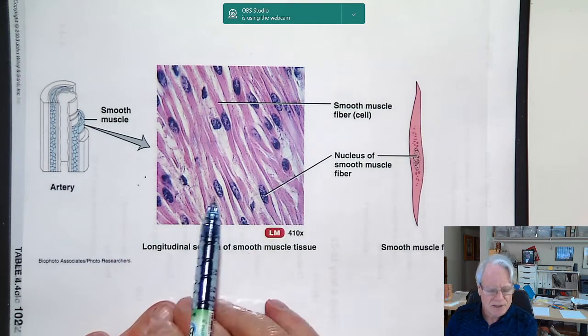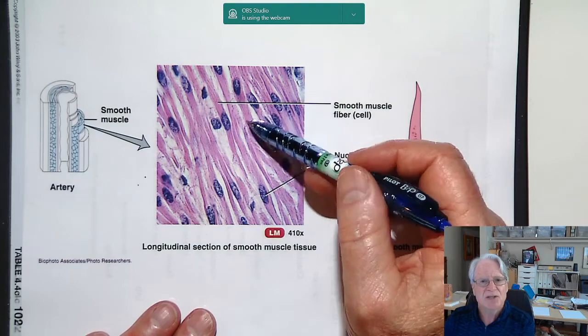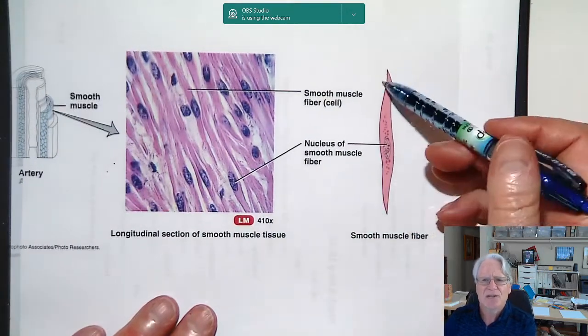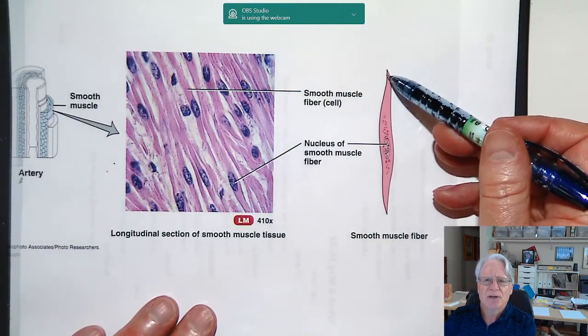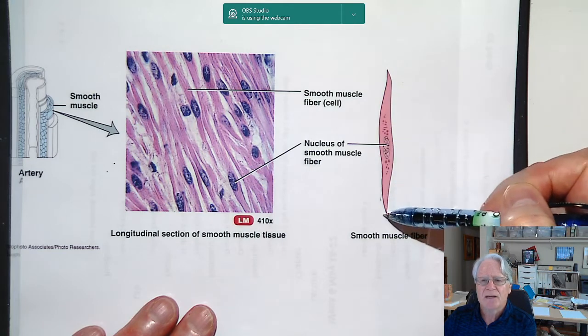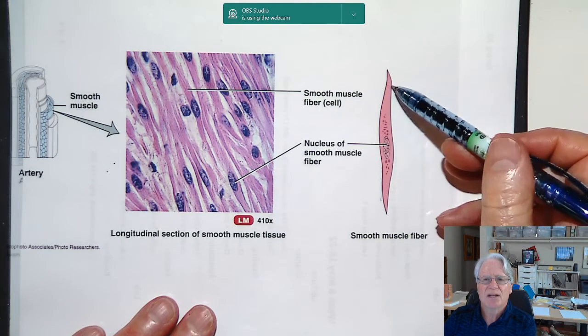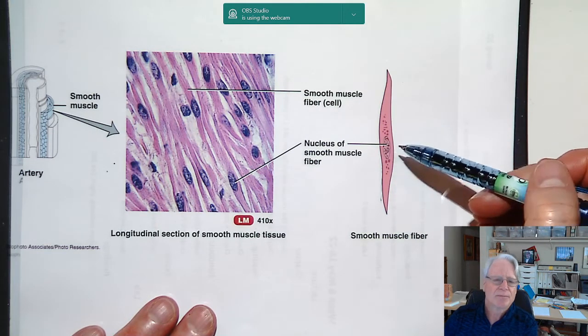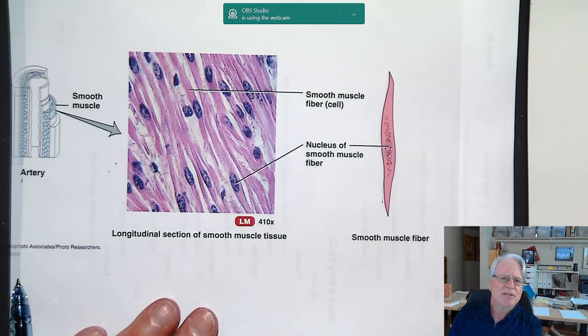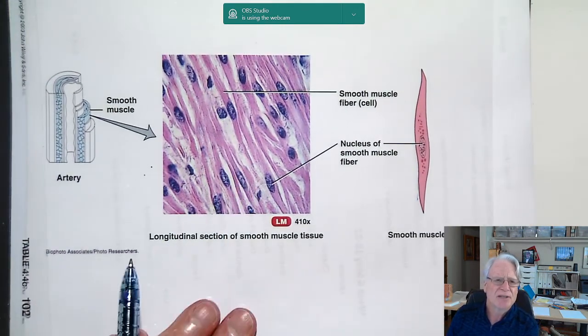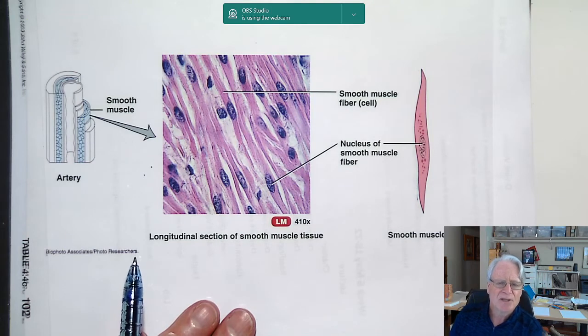So unlike skeletal muscle, you don't see striations. Unlike skeletal muscle, we have a sort of worm-like shape to the cell and a single nucleus. So there is quite a bit of difference between this smooth muscle and skeletal muscle, and I think you can see it's quite dramatic.